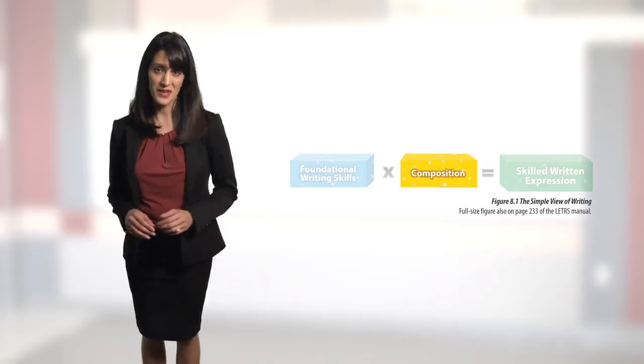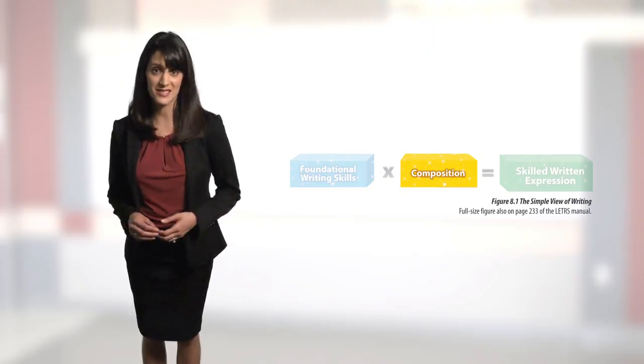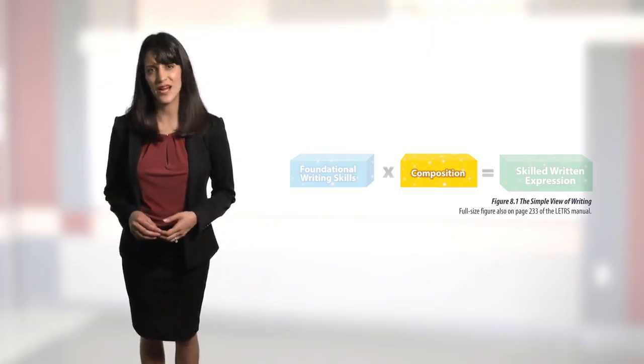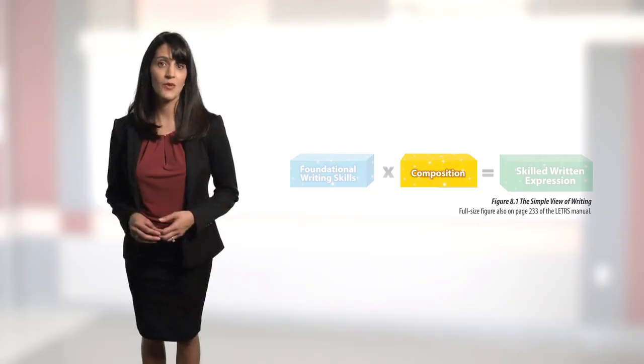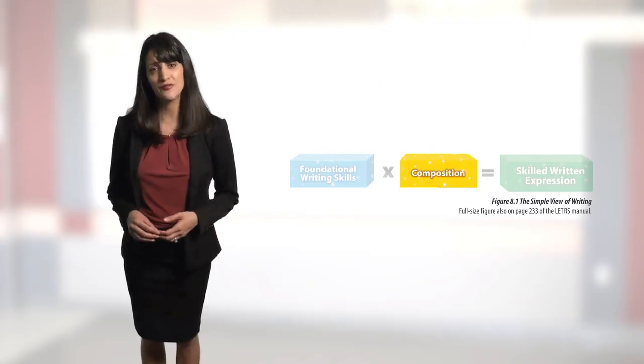In previous sessions, we talked about all the skills that go into writing, both foundational skills and higher level composition skills. But what makes writing even more complicated is that we have to learn the conventions of writing for different kinds of texts. Think about what it takes to write a research paper, or an essay, or a poem. Each kind of text has its own structure and features.